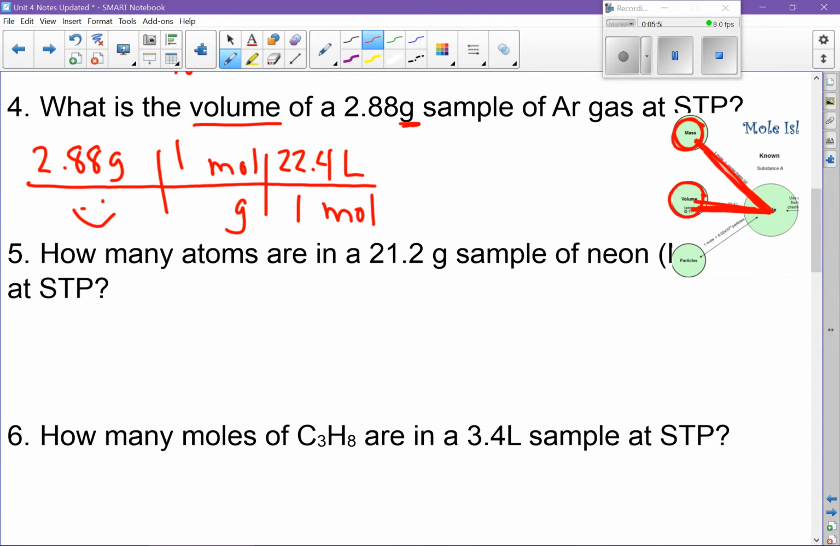Grams means we need the molar mass. Now the chemical we have is Ar, and it's just Ar. So if you look on the periodic table, the molar mass for that is 40. No addition, nice and easy. Then put it in your calculator.